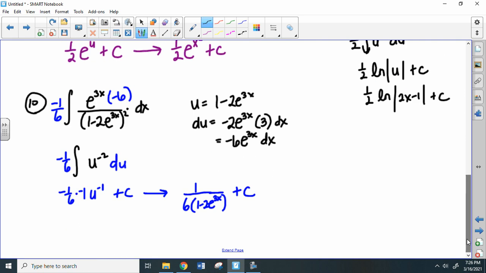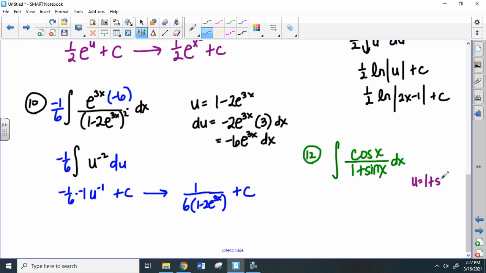All right, just a few more. Number 12 here. Let's go back to a little bit of trig. I've got trig functions on the top and the bottom, and technically the individual trig functions are derivatives of each other, with or without a negative, right? But one of them is part of a binomial, so you really should consider that to be your u, okay?